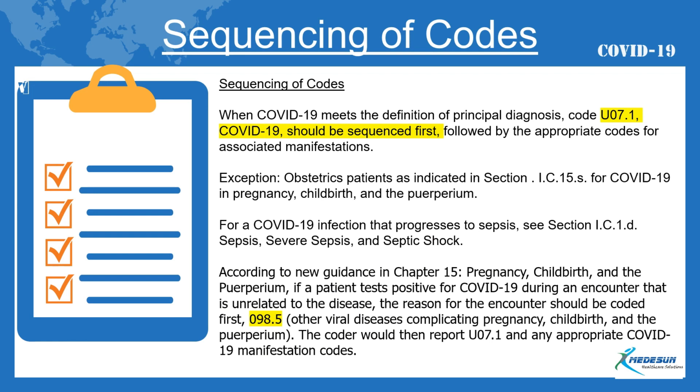Sequencing of the codes. U07.1 should always be the principal diagnosis, except in case of sepsis and obstetrics. You know very well, in case of pregnancy, childbirth and puerperium, you have to code first O98.5 and then you have to report U07.1. In case of sepsis, you have to assign the sepsis code and then U07.1.